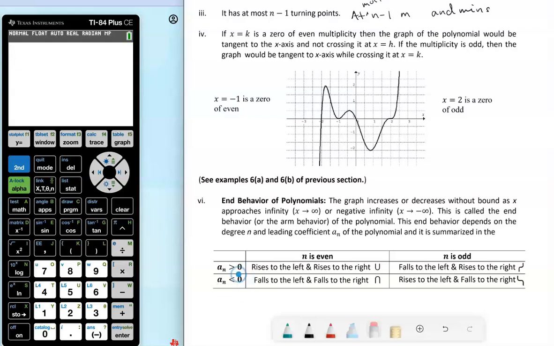Looking at the leading coefficient being negative, if the degree is even, then it looks like an upside down U, falls to the left and falls to the right. If it's an odd degree, then it rises to the left and falls to the right. So an example of that would be something like y equals negative x cubed. It looks like this.